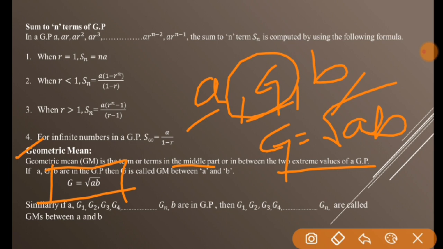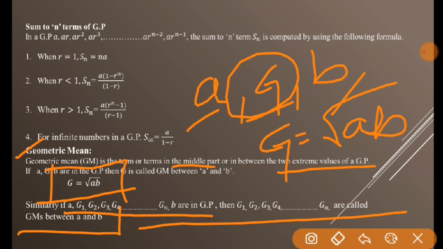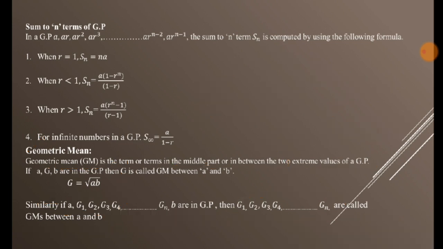And similarly, G1, G2, G3, G4 up to Gn are called geometric means between A and B. So if this is the sequence, whatever terms we have in between A and B will be termed as geometric means. Okay, so this is all with respect to the theoretical aspect of progression. We're going to have a practical session on both the concepts.